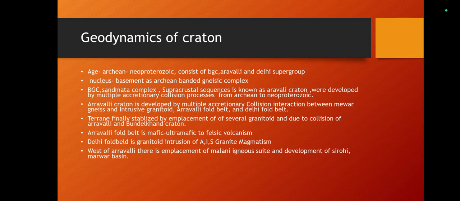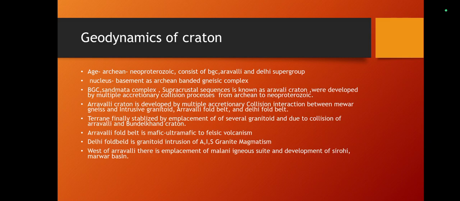So the Arravalli craton was developed by multiple accretionary collision interactions between the Mewar gneiss, intrusive granite, Arravalli foldbelt and Delhi foldbelt. There you can understand that the Mewar gneiss, intrusive granite, Arravalli foldbelt and Delhi foldbelt were accreted and finally collided as a single craton, and finally this terrain was stabilized by emplacement of several granitoids, which is due to the collision of the Arravalli and Bundelkhand cratons.